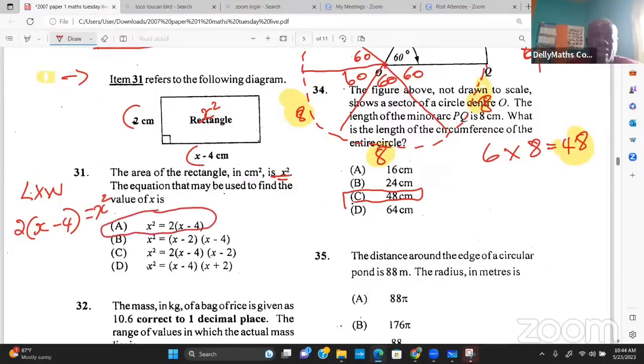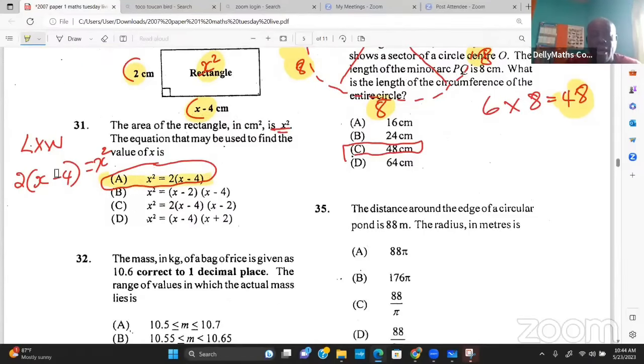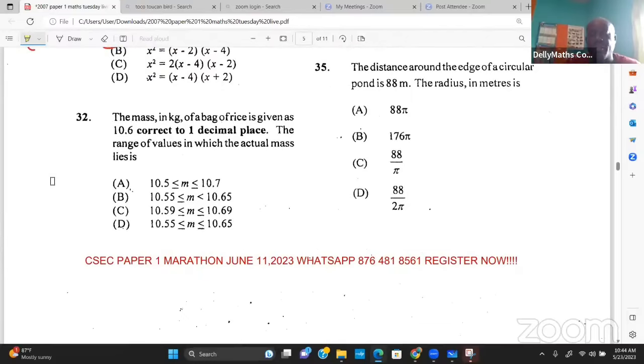All right, it's there. So in other words, the length times the width must equal what they claim to be the area. And we were told the area is x squared. So length times width is equal to that. And we got that, so we move on. All right, so we move as we go. All right, let's look at 35, then we look at 31.